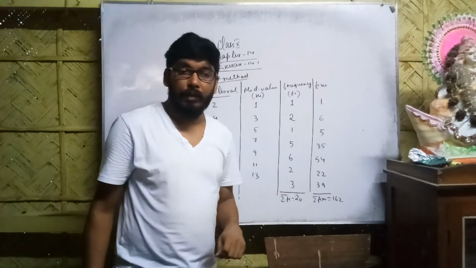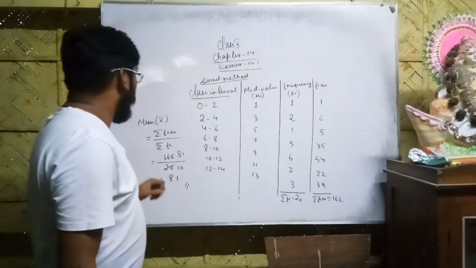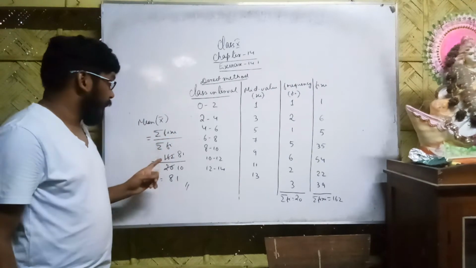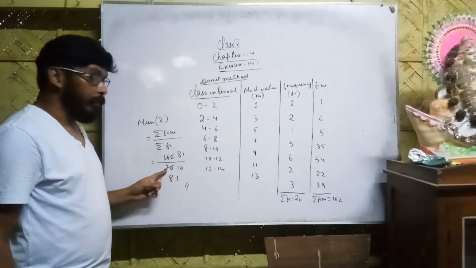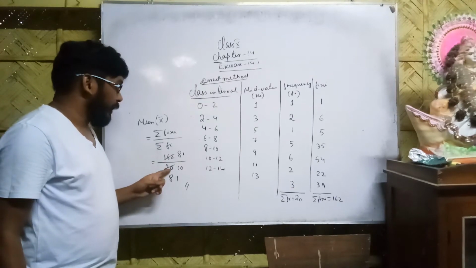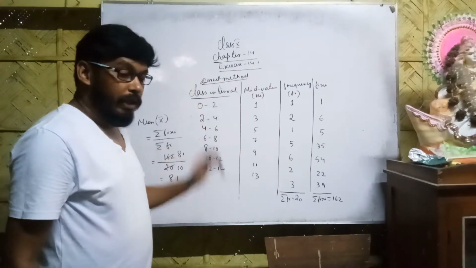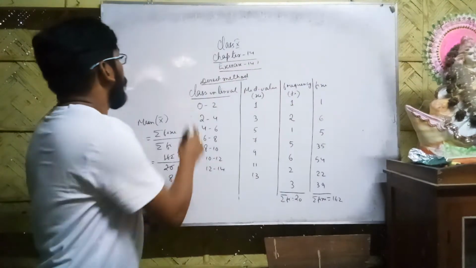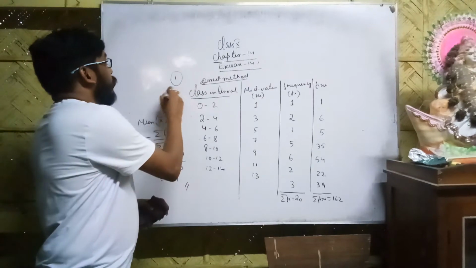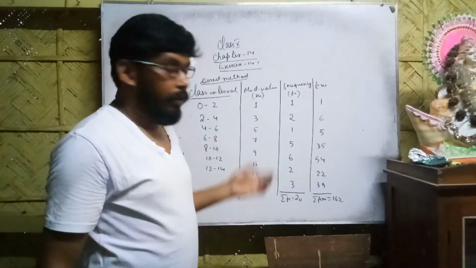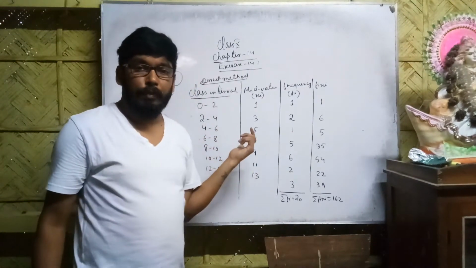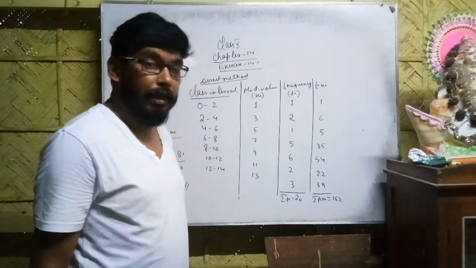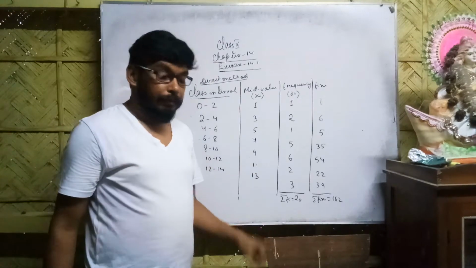So I am finding out the mean by direct method. What is the formula for direct method? Mean equal to summation of fi xi by summation of fi. So fi xi is 162 by 20. I have done cancellation by 2. You got 8.1. So this is how we find out mean by direct method. This is exercise 14.1 question number 1. For the rest of the sums also you can go for direct method if they don't mention any method to solve it, because this is the simplest method to find out mean of grouped data.